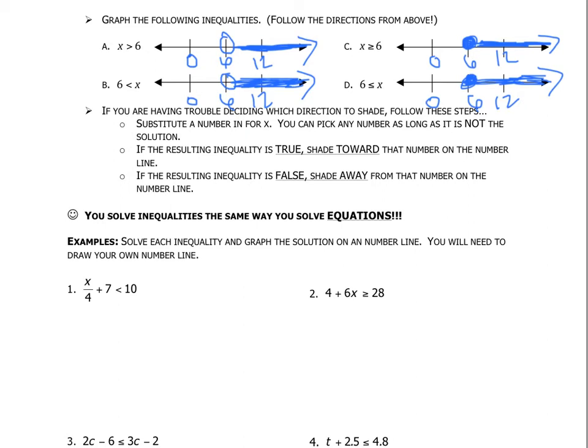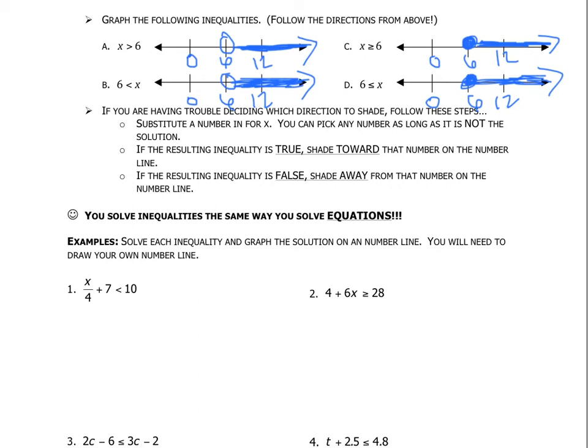Let's see if this works. If I put 10 in for x in letter A, it would say 10 is greater than 6. Is that true? Yeah, of course it's true. 10 is greater than 6. So it works, and you made the correct answer.